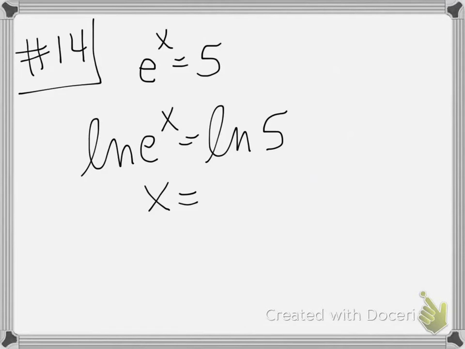Number 14, e to the x is 5. How do we get rid of e? We use ln because they are inverses. So you ln both sides. Ln cancels the e and leaves an x. X equals ln of 5. You're going to do that in your calculator. Do math log ln of 5, and you get 1.609.